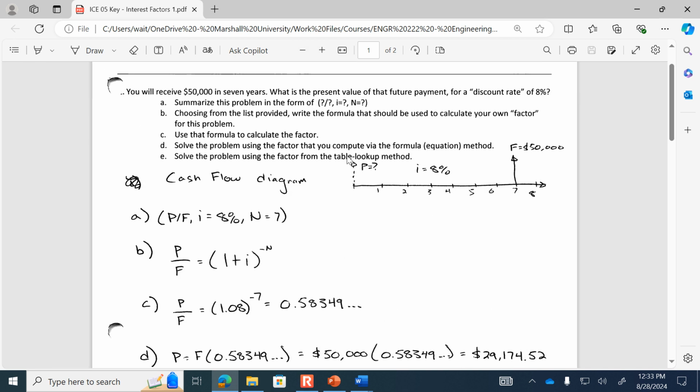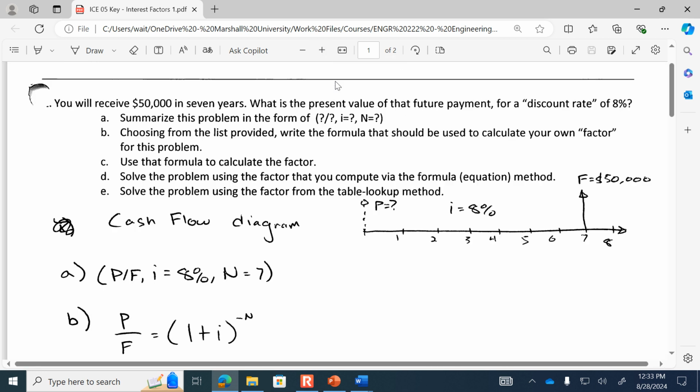Let's double check to make sure everybody's on the same page for this first problem. Let's look at the solution together. So you receive $50,000 in 7 years. What's the present value of that?